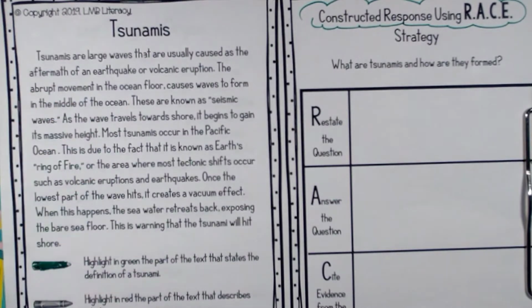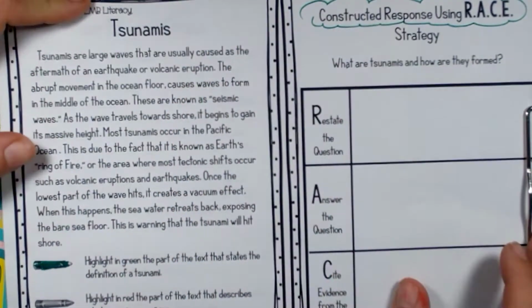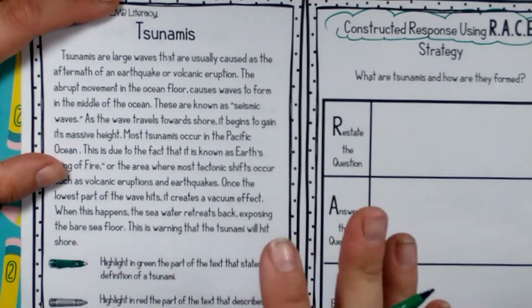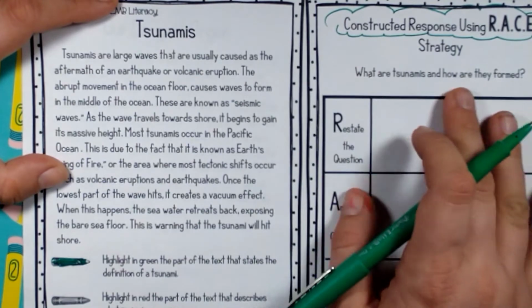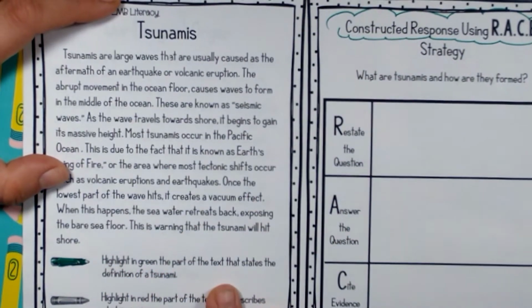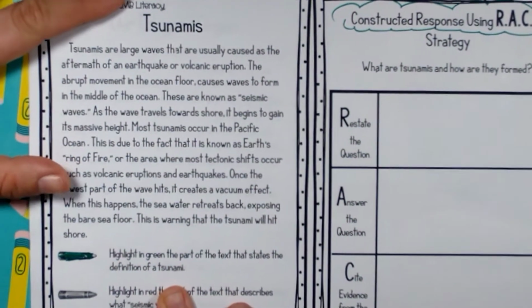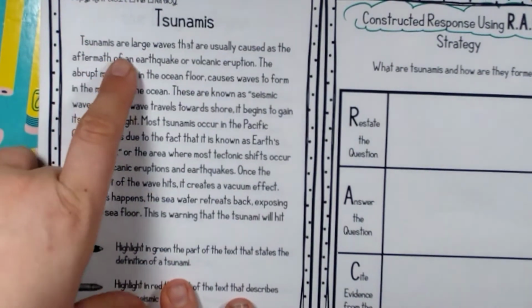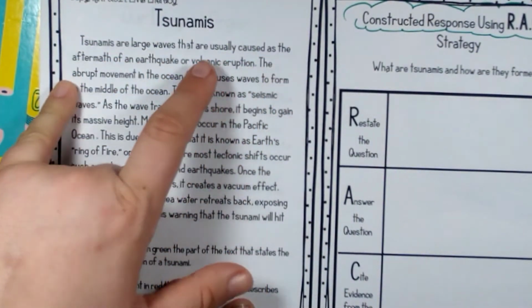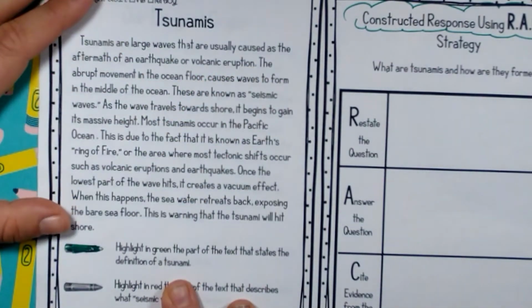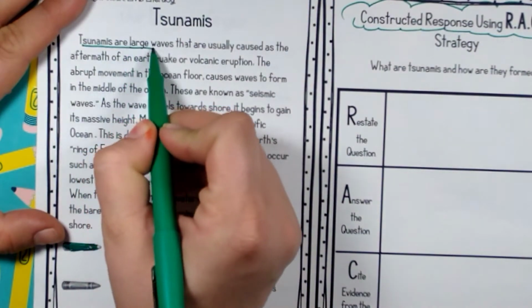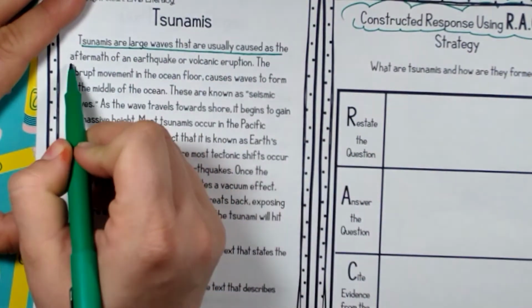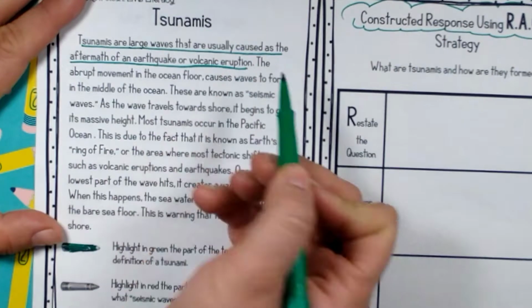Okay, so I'm pretending like this is the second time that I've read it. So this is the second time that I'm reading it. I already understand what's going on. Now I'm going to read to find what are tsunamis and how are they formed. So I'm looking for the part of the text that states the definition of a tsunami. Tsunamis are large waves that are usually caused as the aftermath of an earthquake or volcanic eruption. That is the definition. So I'm going to underline. You could color, but I'm going to underline. That is the definition.